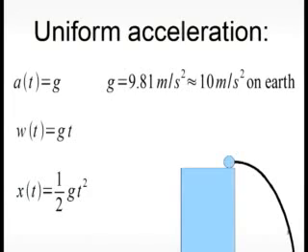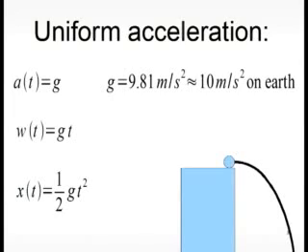Constant acceleration means that the velocity will change by an amount g each second. Thus, v equals gt. So if an object falls 1 second, its speed will be 10 meters per second, and if it falls 2 seconds, its speed will be 20 meters per second. Galileo was the first to observe this.